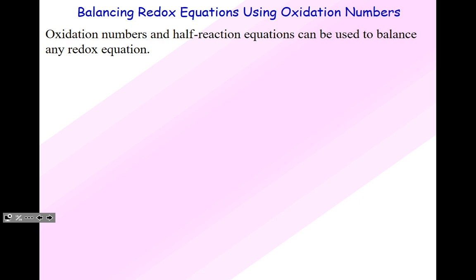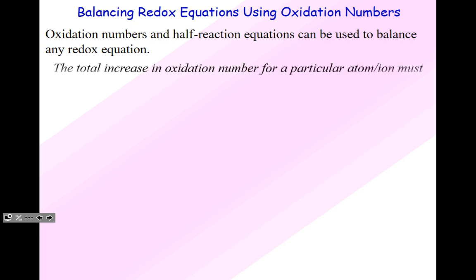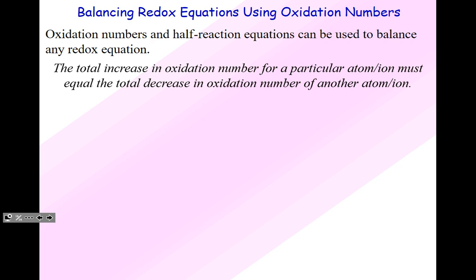Welcome to the second installment of using oxidation numbers to balance equations. Up until now, you've learned how to assign oxidation numbers and how the change in oxidation numbers is going to lead you to decide if something's being oxidized or reduced. Now we're going to go one step further and use oxidation numbers to balance equations. We have worked a little bit with using half reactions to balance equations. Now we're going to use oxidation numbers to balance equations.